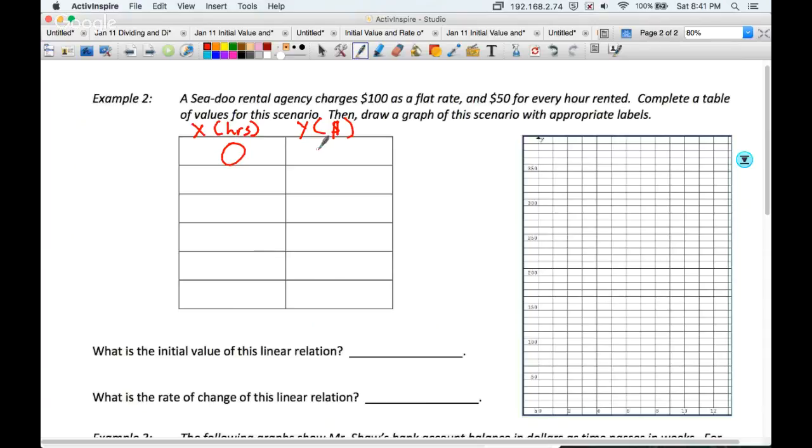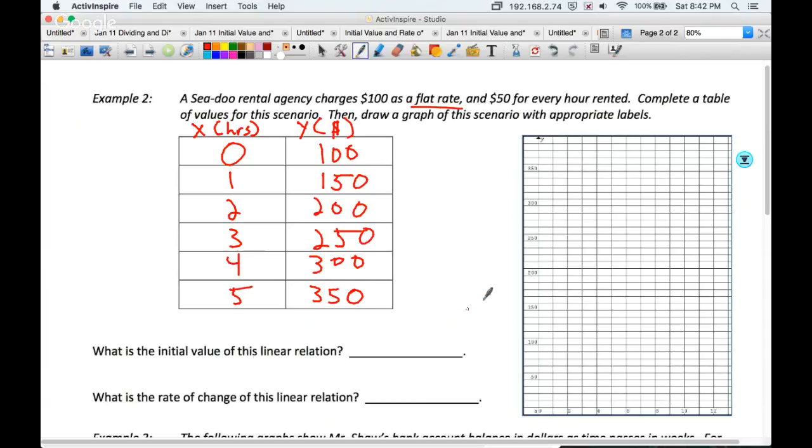If we rent for 0 hours, it's going to cost us $100. That's what is meant by a flat rate. You pay it no matter what. You rent it for 0 hours, you still have to pay that $100. We rent for 1 hour. Well, we got to pay the flat rate plus the $50 for the hour, so that takes us up to $150. 2 would cost us $200. 3, $250. 4, $300. 5, $350.